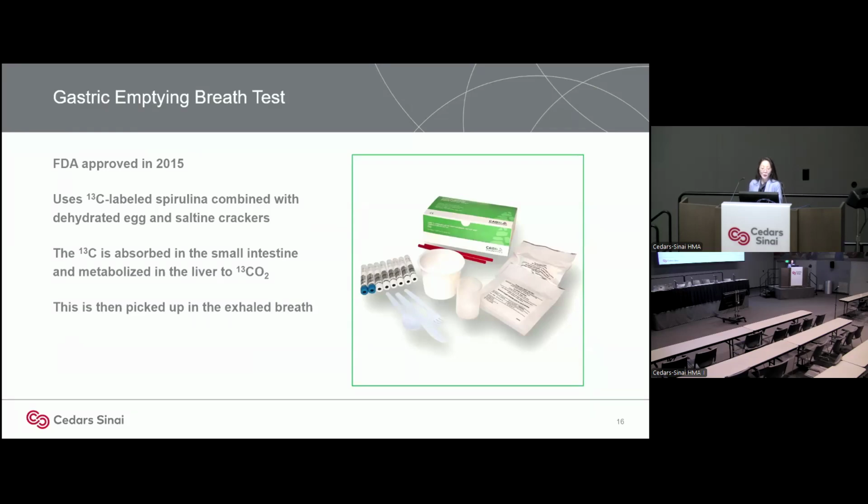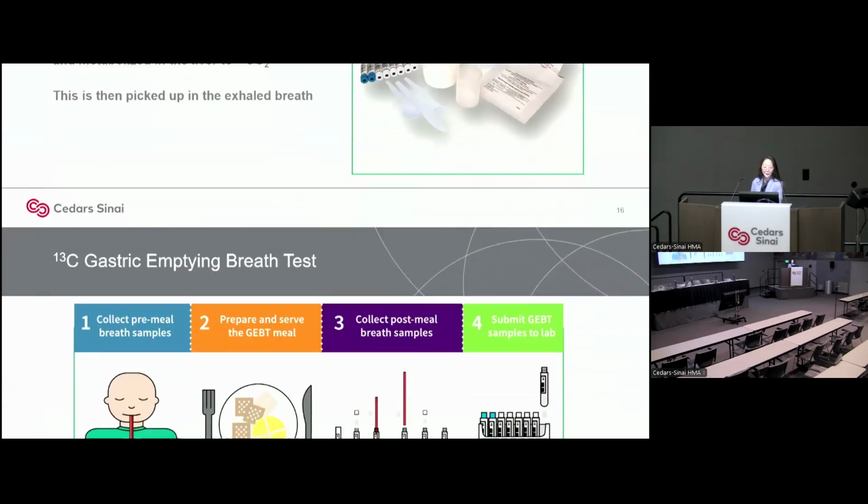This test uses a carbon-13 labeled spirulina, which is combined with dehydrated eggs. We make patients basically a green egg omelet, and they eat it with saltine crackers. The carbon-13 is then absorbed in the small intestine, metabolized in the liver, and then exhaled in the breath, which is then picked up by the test.